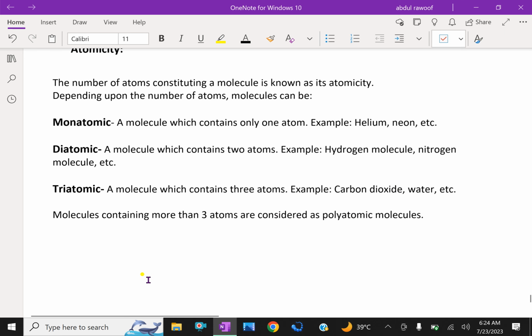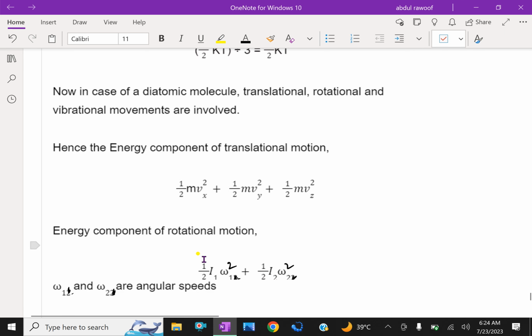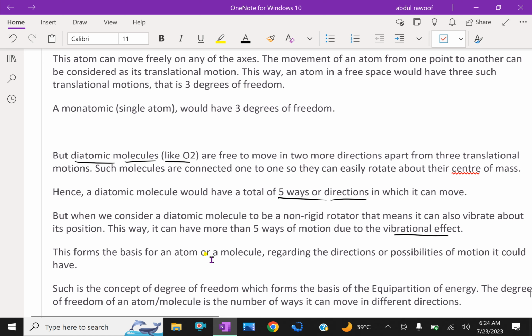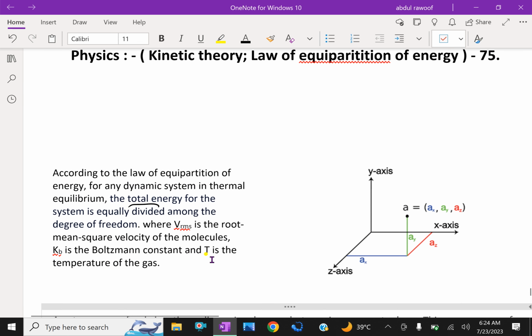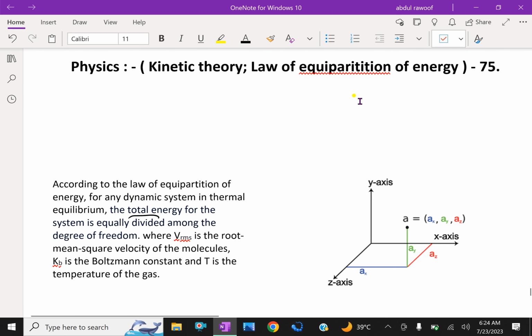So far we have discussed what equipartition of energy is in the kinetic theory way.